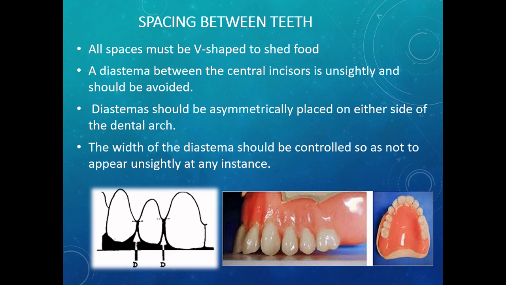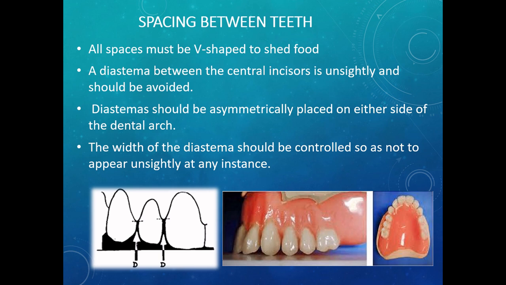And then a diastema between the central incisors is unsightly and it should be avoided. Diastema should be asymmetrically placed on either side of the dental arch. For example, if a diastema occurs between the lateral and central incisor on the right side, then it should not be repeated between the lateral and central on the left side of the arch.